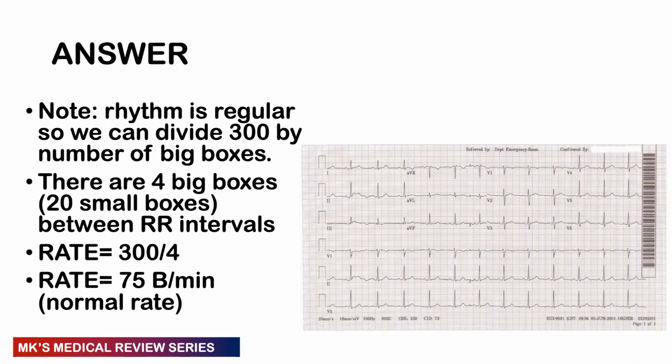And here comes the answer. So if you count in between these, let's say this is slightly starting here, it's not starting at the first, and this is slightly into there. So you can think of this as almost one box. So 1, 2, 3, 4. So you have about 4 boxes in between these RR intervals. So 300 divided by 4 gives us roughly about 75 beats per minute. So this ECG would be roughly around 75 beats per minute, which is a normal heart rate.